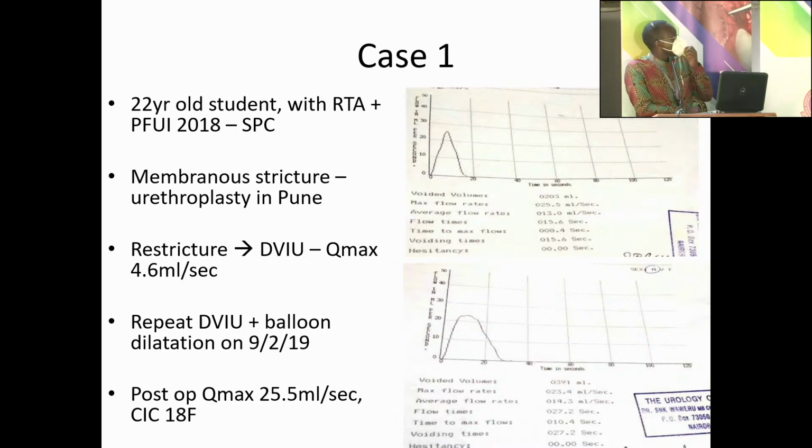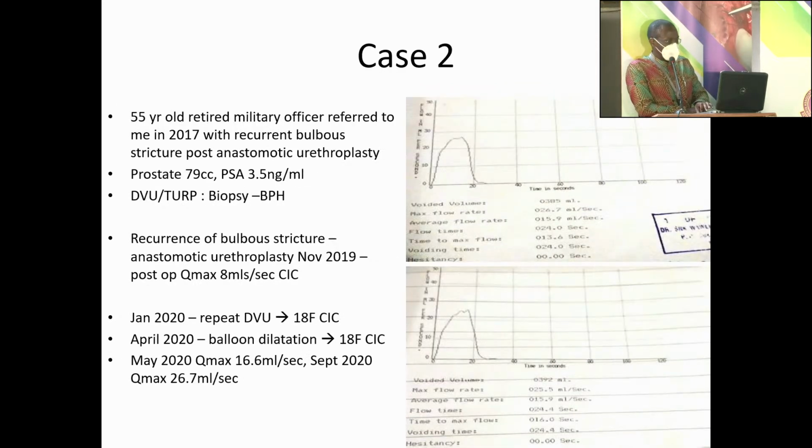And what you see there are his Qmax. We also offered CIC with an 18 French catheter. And you can see the first one was on the 15th of February, showing a Qmax of about 25, 26. And then the second one is after 2 months. And up to now, the boy is passing urine well, and he has no issues. He has stopped CIC, and he continues to be well.